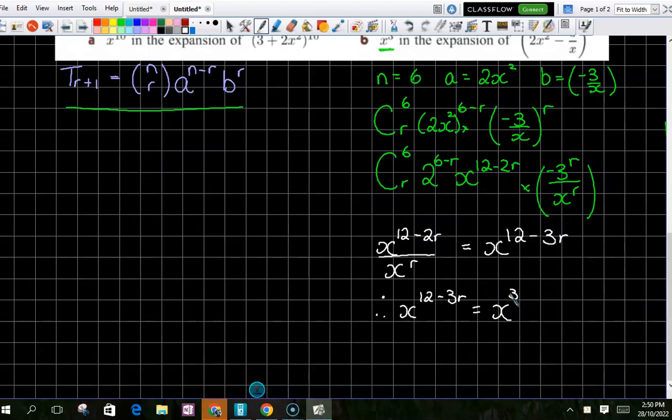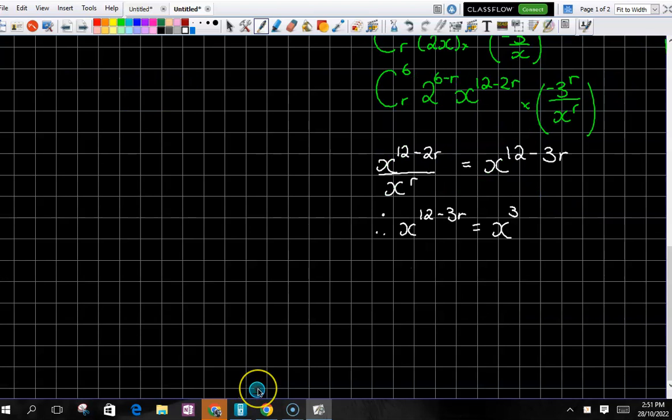With my year 10s, I go, ha ha! Because I've got the same base. If the bases equal each other, ha ha! That means the powers have to equal each other. So that then leads to another serious business now. I've got two therefores. Can we now solve that? 3r goes on the other side, we get 9, and therefore r is 3.